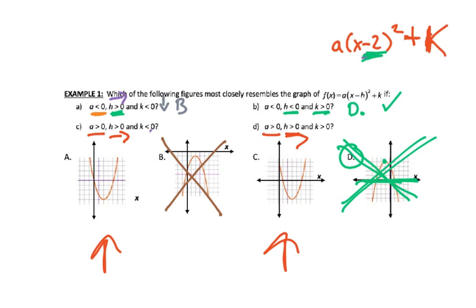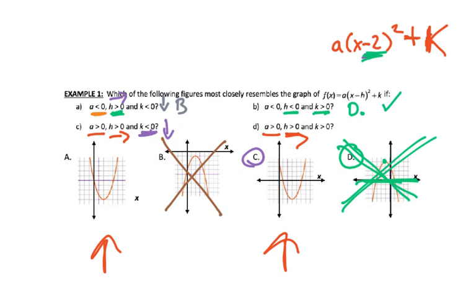Then we look at C, and we see that the K value is less than 0. So K is less than 0, which means we're going to be below the x-axis. So the vertex should be below the x-axis, which is going to leave me with the answer choice being C.